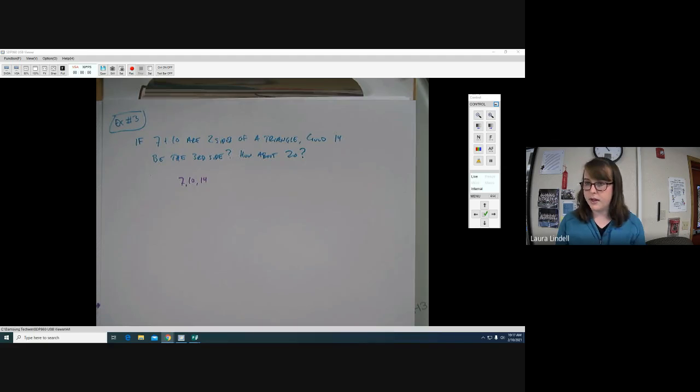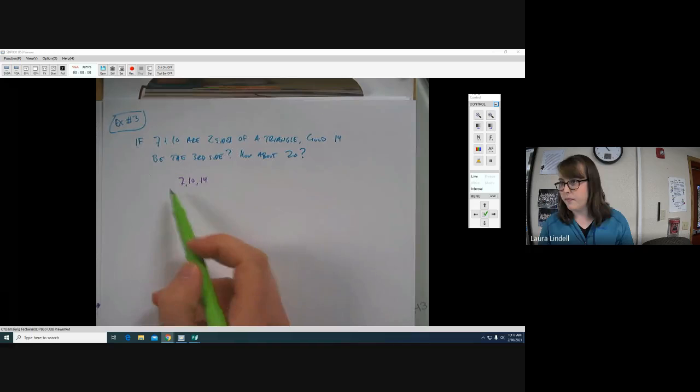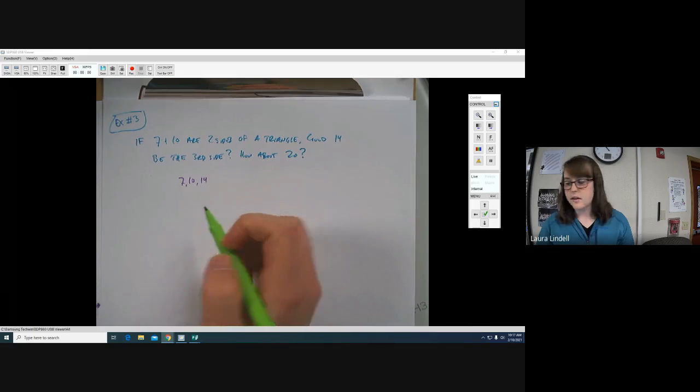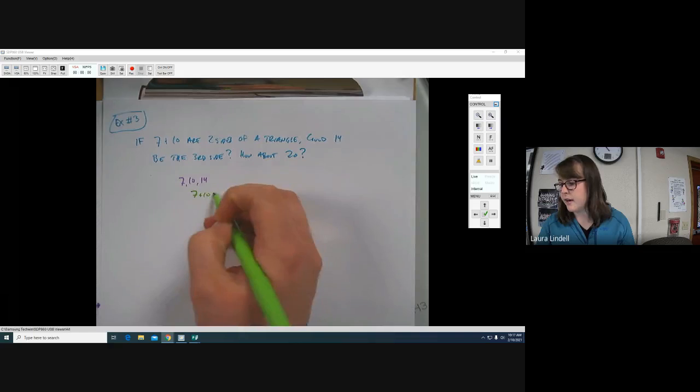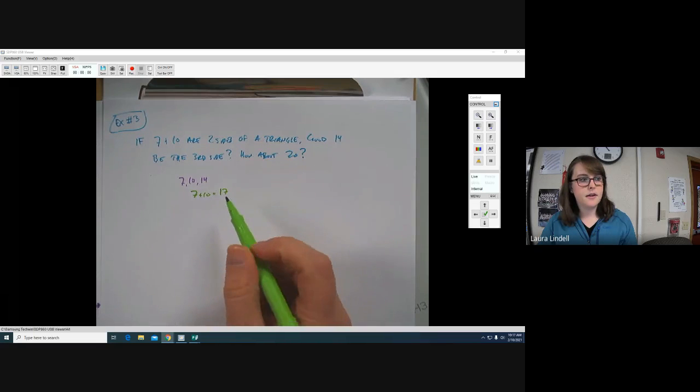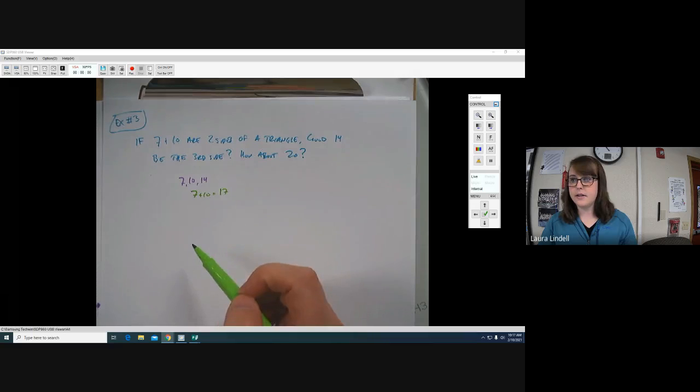All right, we're still pretty evenly split here. Anyone want to be the tie-breaking vote? All right, in this scenario, 7 and 10 are the two smallest sides, right? So if I go 7 plus 10, we get 17. Is 17 bigger than 14?